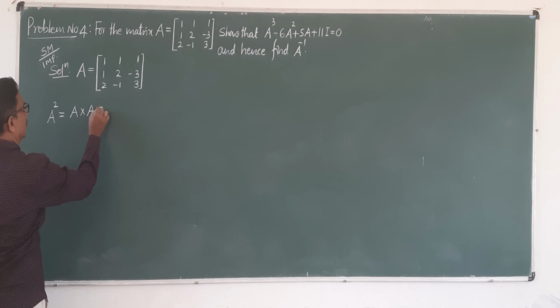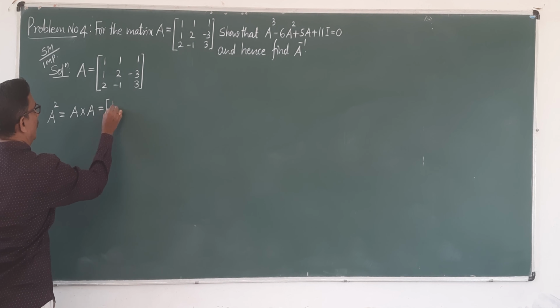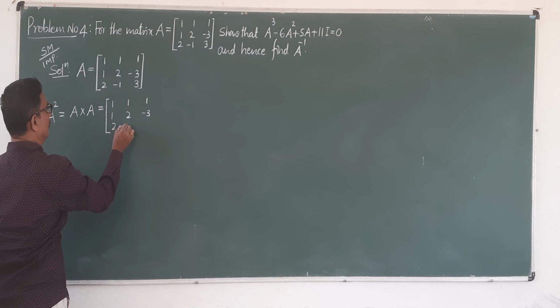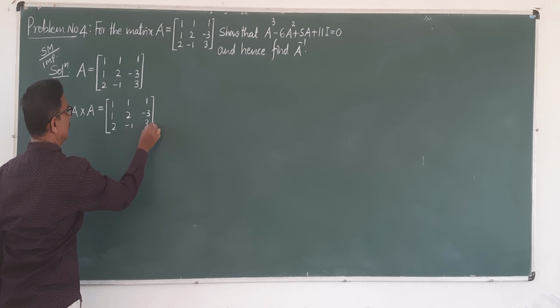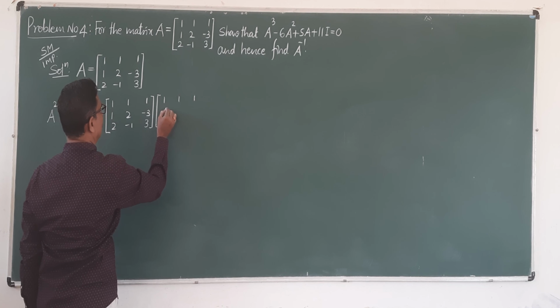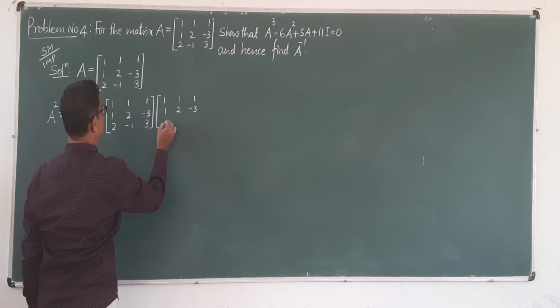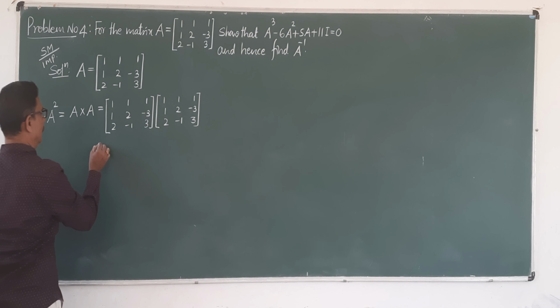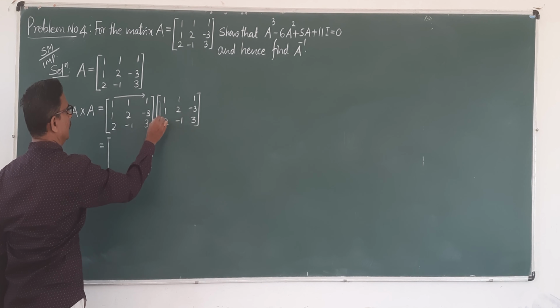Okay. A matrix is 1 1 1, 1 2 minus 3, 2 minus 1 3. This is A matrix into A: 1 1 1, 1 2 minus 3, 2 minus 1 3. Then multiply those two matrices, multiply row by column.